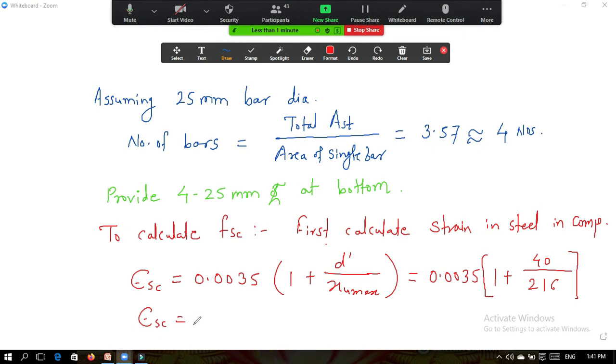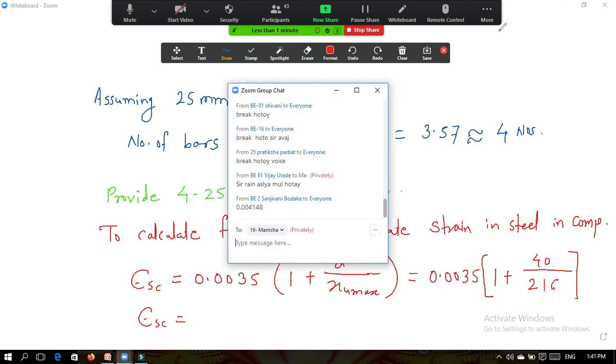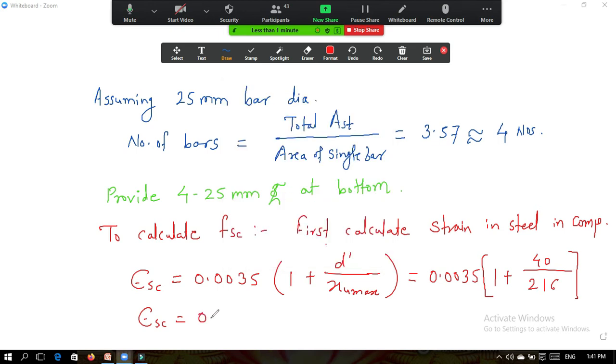4.14 into 10 raised to minus 3. That is 0.004148, so I will write 0.00415. Others, please check the value whether it is right or wrong.